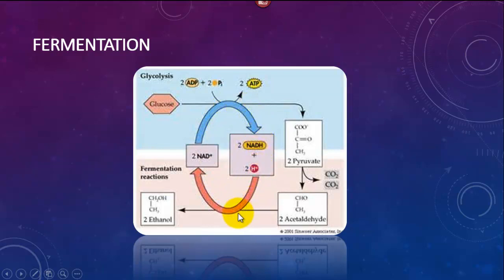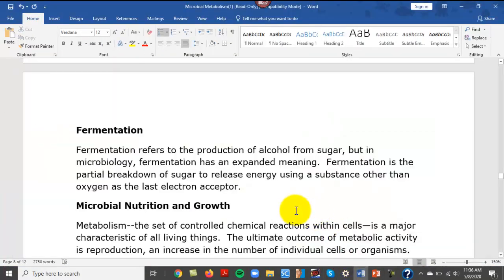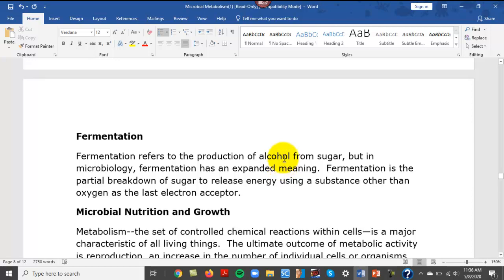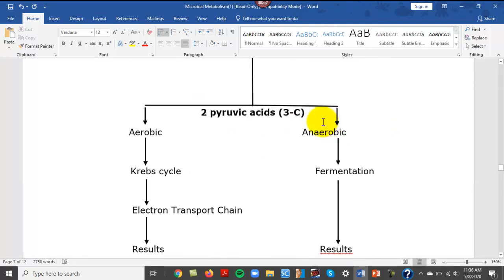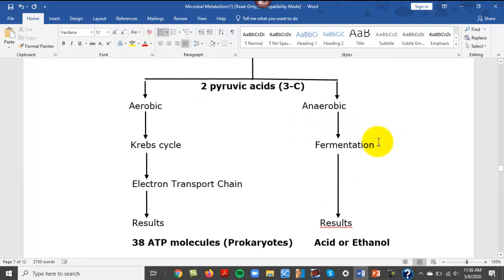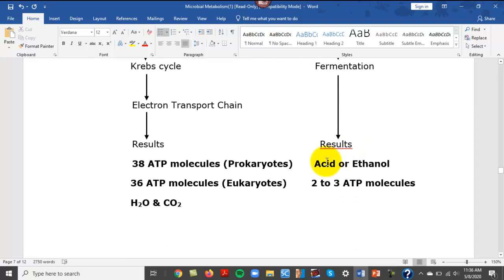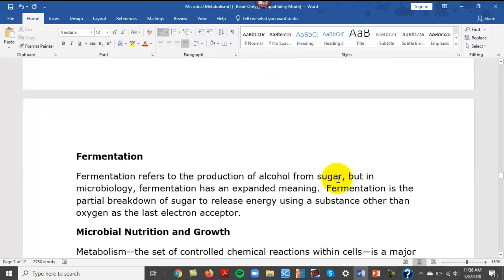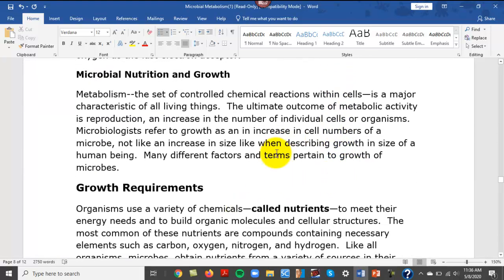So what I would do for your exam, fermentation is using a different pathway. It's not using oxygen to convert glucose into ATP. And this is a good way to study that. Anaerobic, pretty much the same thing. I mean, fermentation is the same thing. But results, acid or ethanol, and 2 to 3 ATP molecules. Much less efficient. Okay, I'm going to start here next.